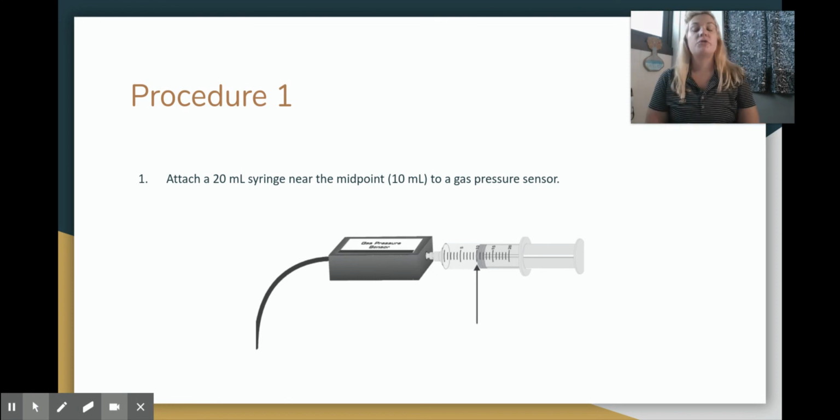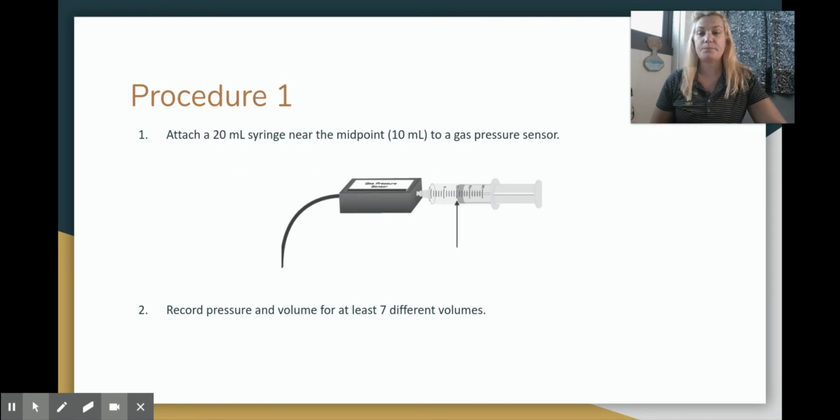Okay. So the first thing that we're going to do is attach a 20 milliliter syringe near the midpoint. So I'm going to pull the syringe back to 10 milliliters and then attach it to the gas pressure sensor. And you'll see how I do that. That way there's a little bit of air that is going to resist the probe being pushed in, so we'll be able to get an accurate pressure.